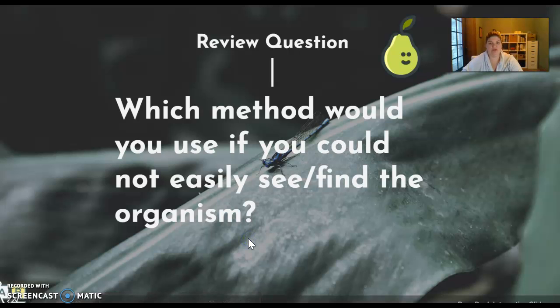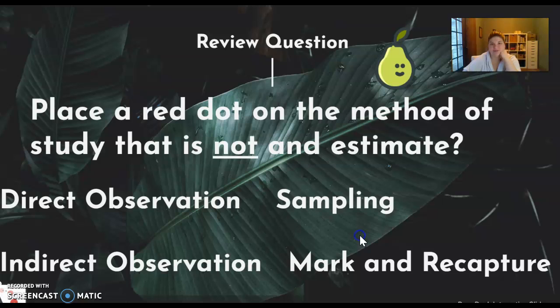Which method would you use if you could not easily see or find the organism? If I have an elusive organism, then I'm going to use indirect observation. I'm going to look for signs that the organism was there. Place a red dot over the method that is not an estimate. You would place your red dot over direct observation. That's the only method that's not an estimate.